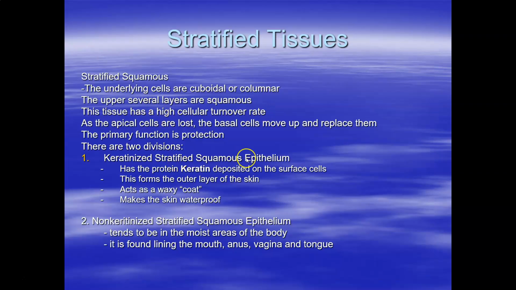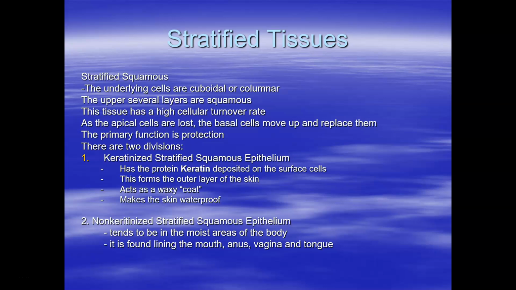So when we talk about keratinized stratified squamous epithelium, we have keratin that's deposited on the surface cells, or even within the surface cells. Therefore, this forms the outer layer of the skin, and this keratin helps act as a waxy coat for skin, and it does make the skin waterproof.